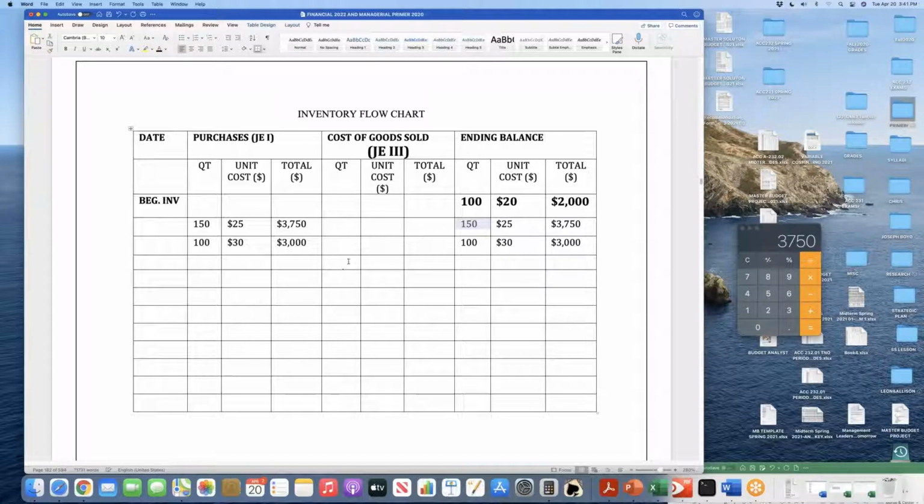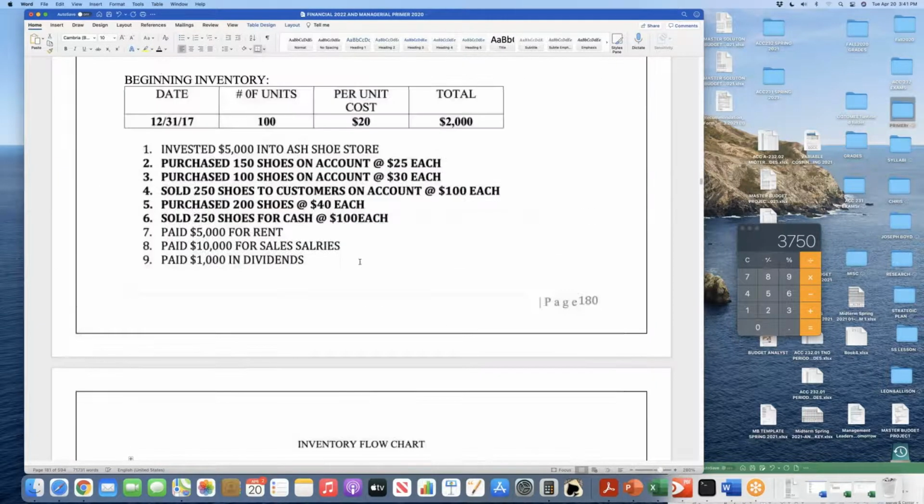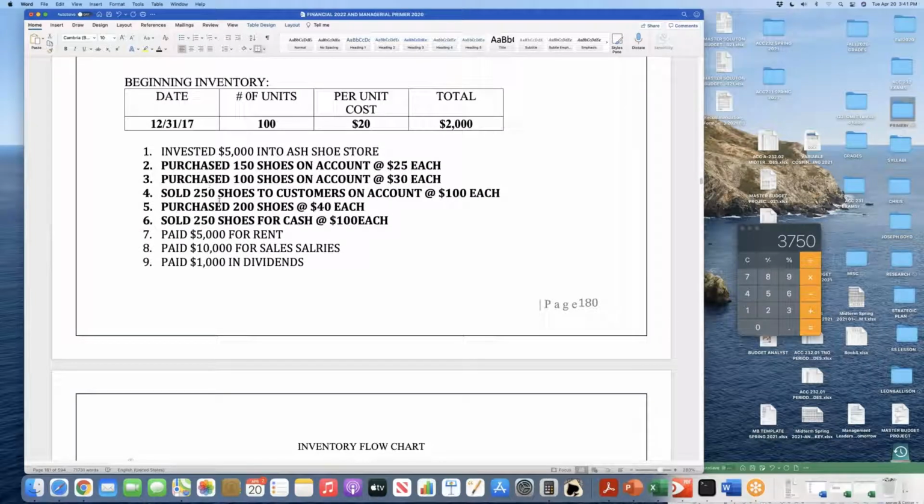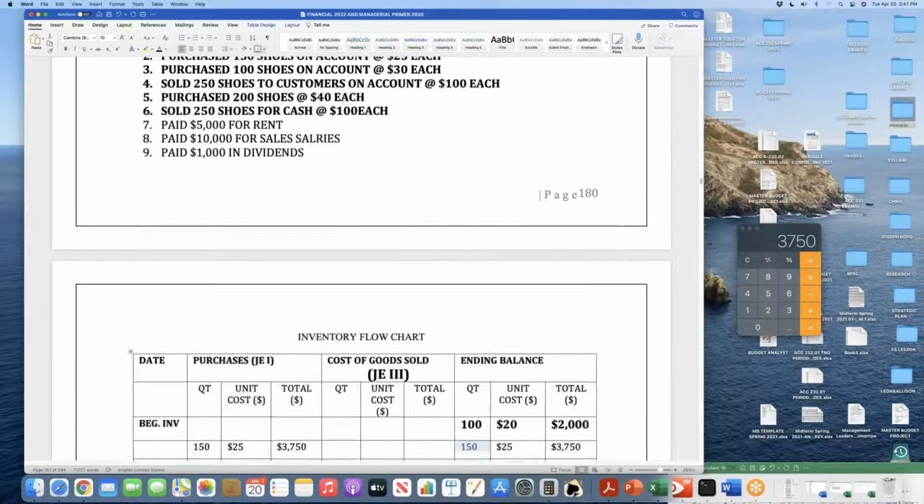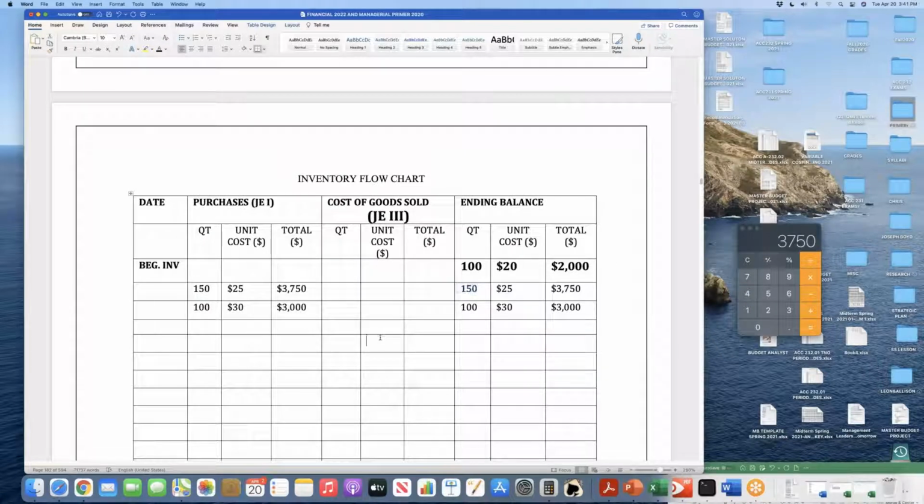Now we're ready to make a sale. How many are we selling in this scenario? We're selling 250 pairs of shoes. 250, right. So we're going to sell these. That's 100. Then we're going to sell these. That's 150. And so we now have our 250 pairs of shoes sold.